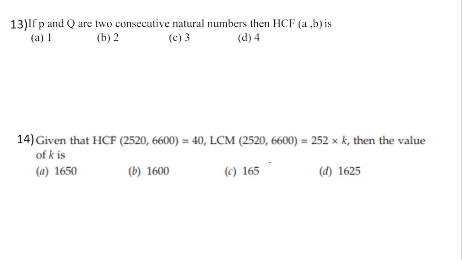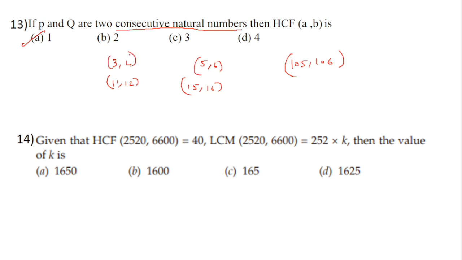Okay, let's move on to the next question. If P and Q are two consecutive natural numbers, then HCF of A, B is C. The HCF of two consecutive natural numbers is always 1. For example, the HCF of 3, 4 is 1. The HCF of 5, 6 is 1. The HCF of 11, 12 is 1. The HCF of 15, 16 is 1. The HCF of 105, 106 is 1.